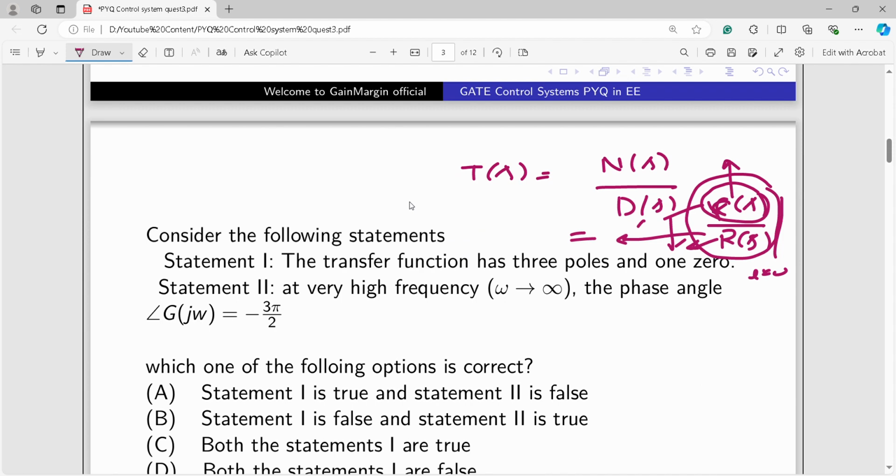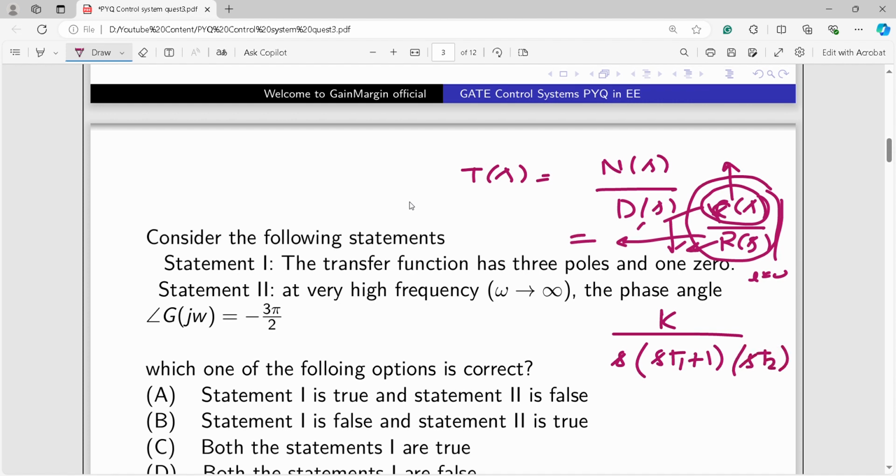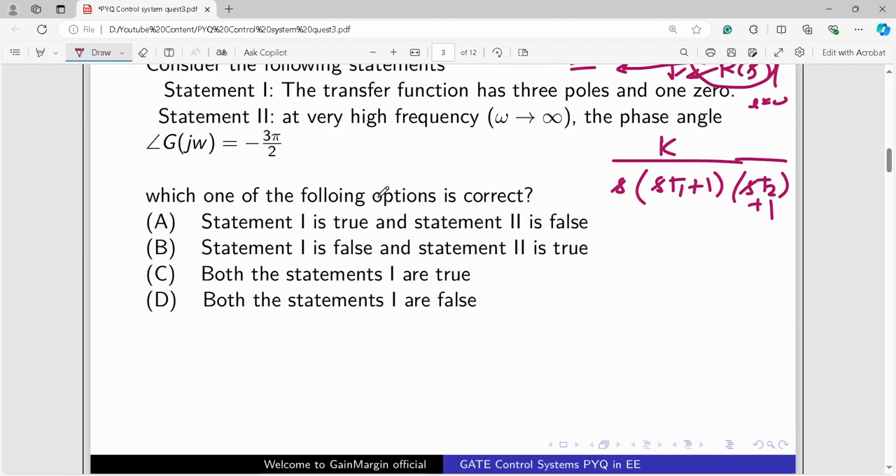So here we just need to combine all these terms. So k by s into 1 by s t1 plus 1 and 1 by s t2 plus 1. Okay? Then you can see straight away, statement 1 says there are 3 poles and 1 zero. There is no zero at all, only 3 poles there. Okay, so the first statement is wrong. It's false.